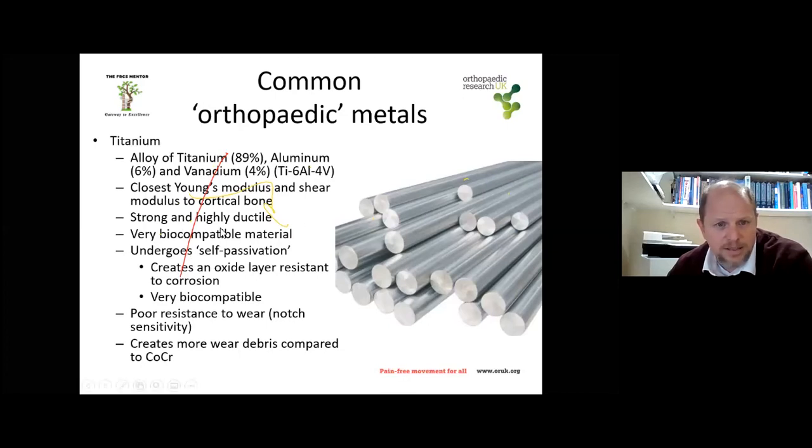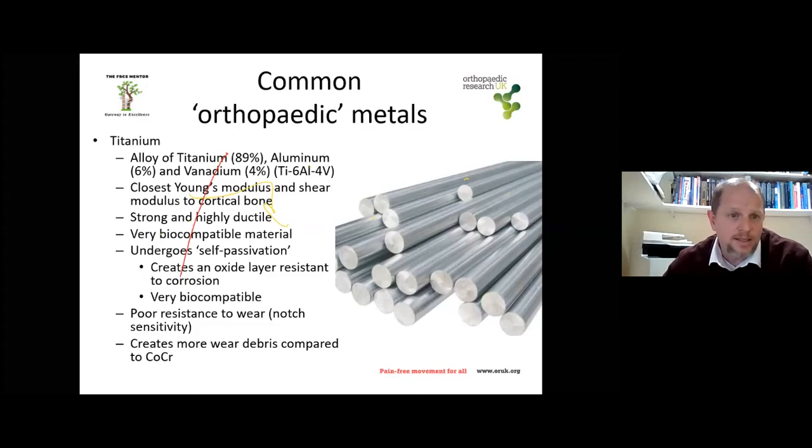Just like the other metals, it's ductile, which makes it very tough, but also strong. And it's biocompatible. And one of the nice things is this particular property called self-passivation. So normally, if you take iron and it gets exposed to oxygen, it rusts. That's iron oxide. But if you take aluminium and you expose it to oxygen, it degrades into aluminium oxide, which is actually a ceramic. So you end up getting this layer of ceramic over the metal that protects it from further corrosion. And titanium does that as well.